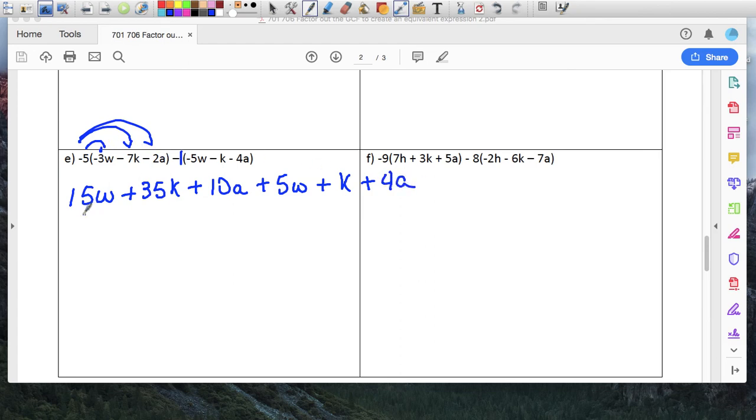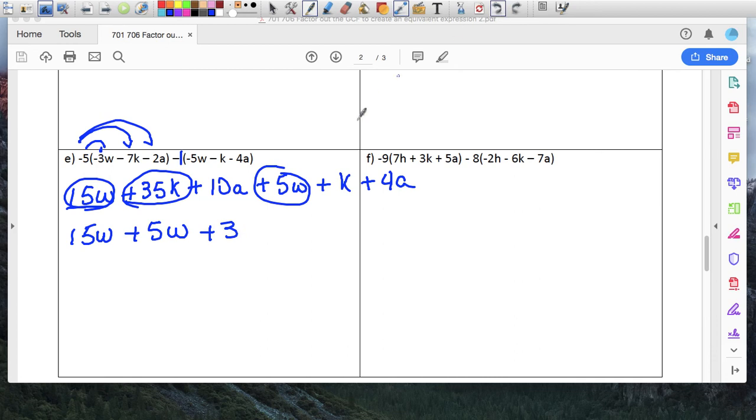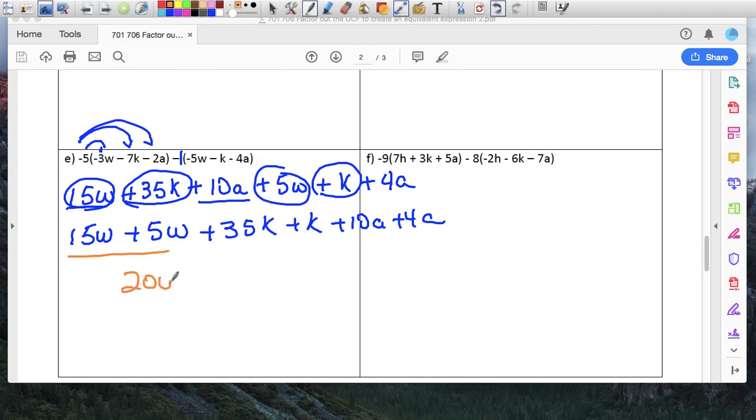Combine some like terms. You get 15w plus 5w plus 35k plus k and plus 10a plus 4a. So a lot of things to combine. 15w plus 5w is 20w. 35k plus k is plus 36k. And 10a plus 4a is plus 14a.